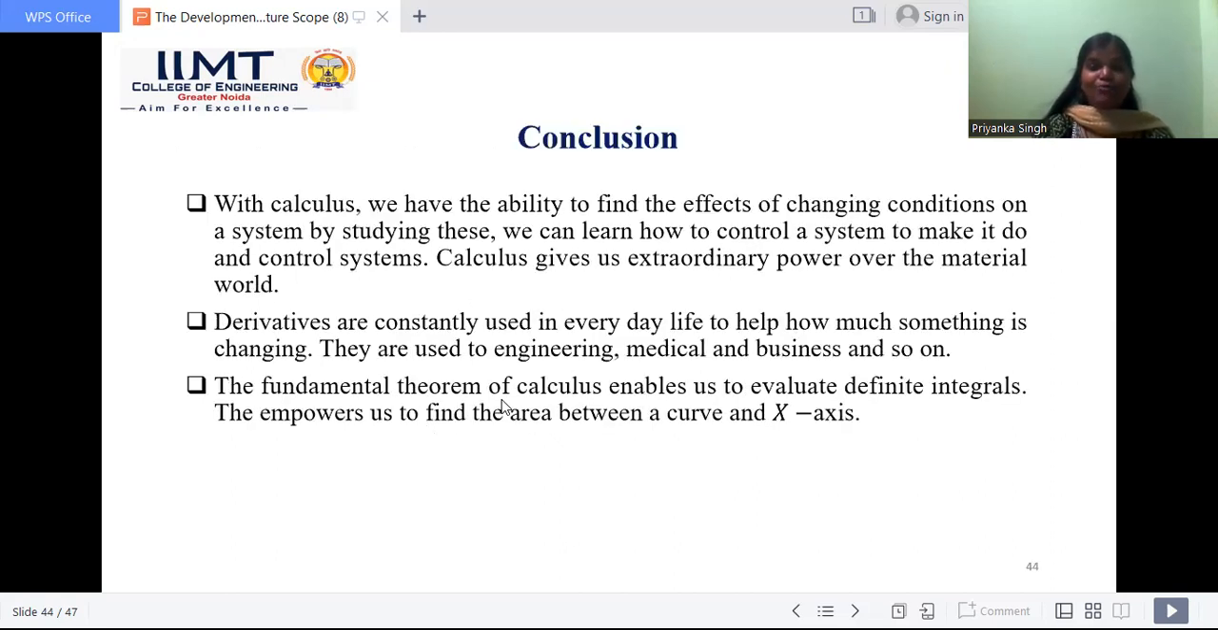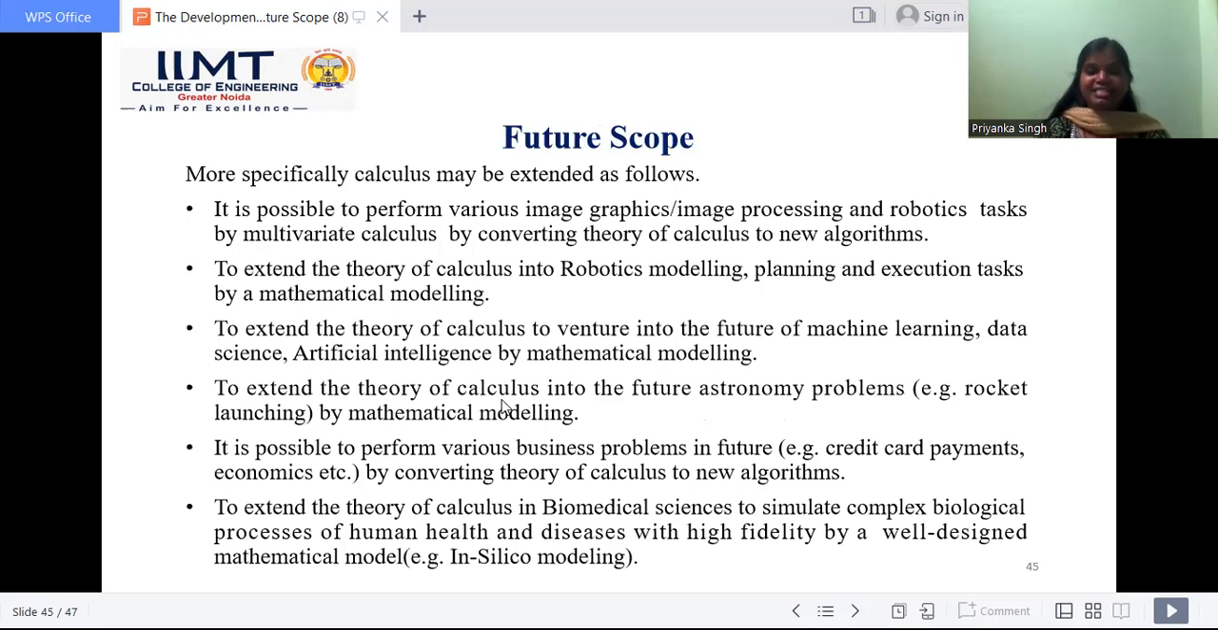Now, after the study of calculus, I conclude that with calculus, we have the ability to find the effects of changing conditions on a system by studying it. We can learn how to control a system and make it do what we want. Calculus gives us extraordinary power over the material world. Derivatives are constantly used in everyday life to measure how much something is changing. They are used in engineering, medicine, business and so on. The fundamental theorem of calculus enables us to evaluate definite integrals, which empowers us to find the area between a curve and the x-axis. Lastly, I discuss future scope.